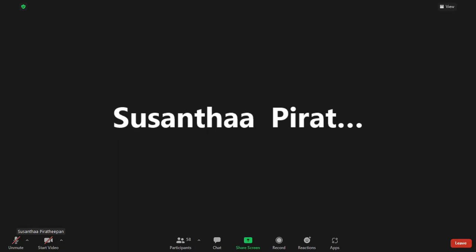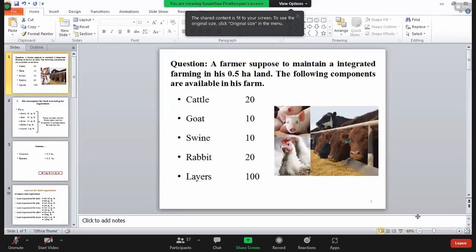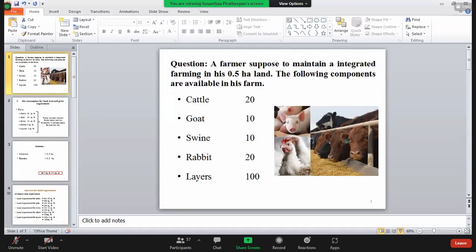Okay, today we can study some of the calculations. Very simple calculation. Today also it's just a 1 hour class. Okay. Can everyone see the slides? Yes.